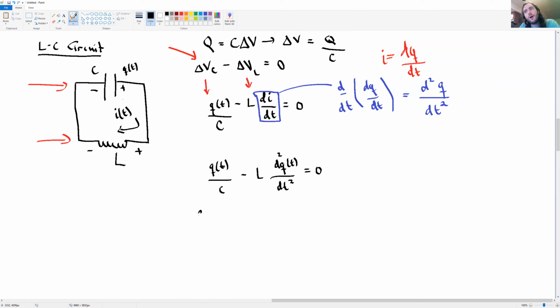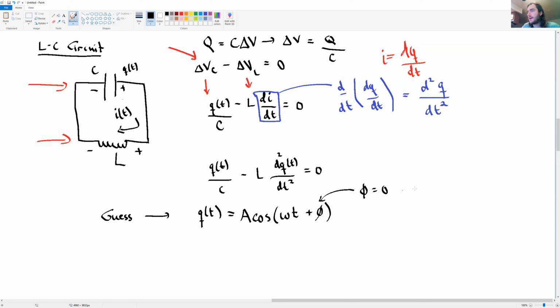So if the capacitor starts out with some amount of charge on it, then we can guess that the charge on the capacitor is going to go like some amplitude times a cosine of omega t, plus some phase angle, phi. This is phi, a phase angle. It has nothing to do with flux. And we're going to set the phase angle equal to 0 here.